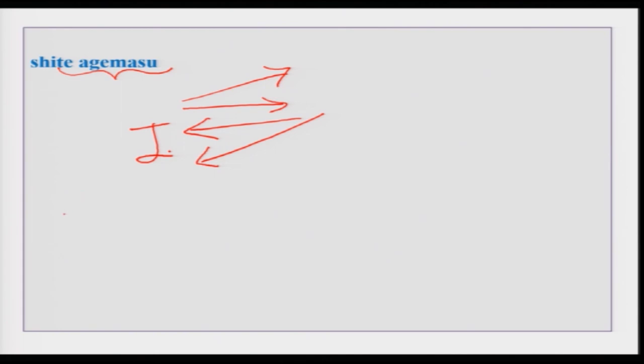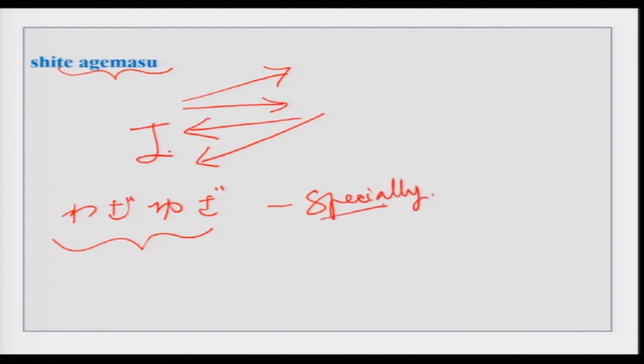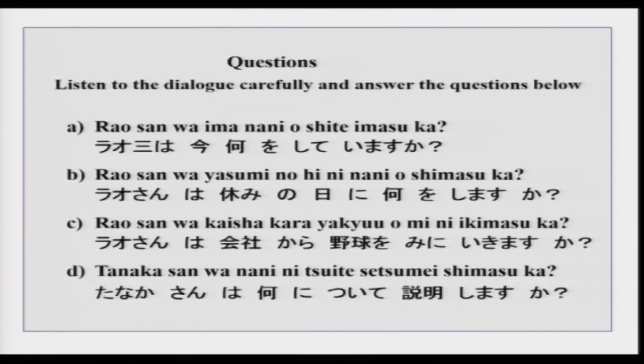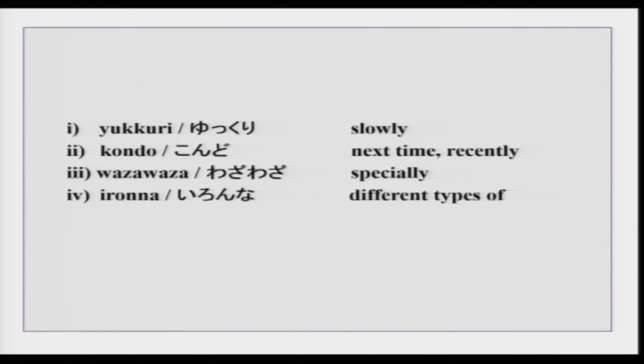Now, we did a word over here, waza waza. Waza waza means specially. Specially for me, it's very, very polite. Specially you are doing this for me, I am very, very grateful is what it means. Waza waza is very, very polite. Then, now you have some questions here. You have heard the kaiwa. You can listen to it once again and answer these questions here. Meanings of words are given over here. You can go over the meanings and do the questions.